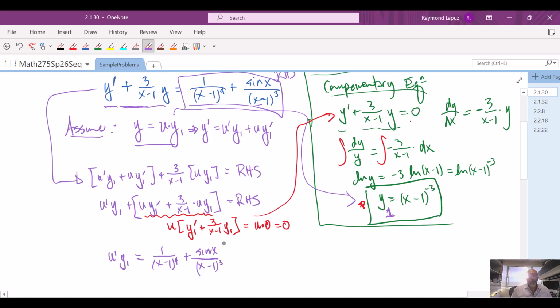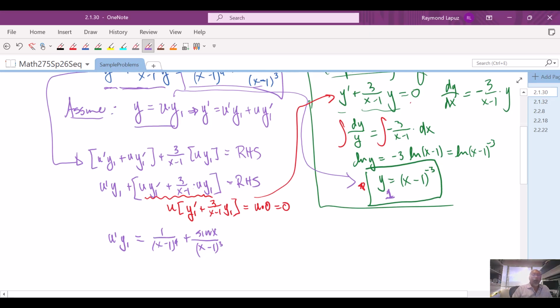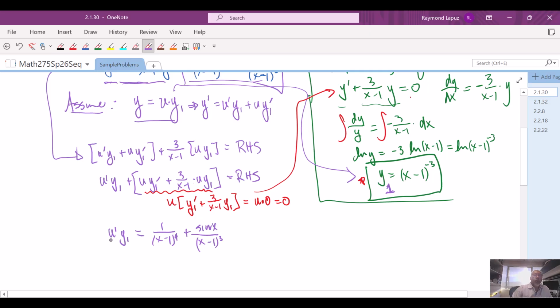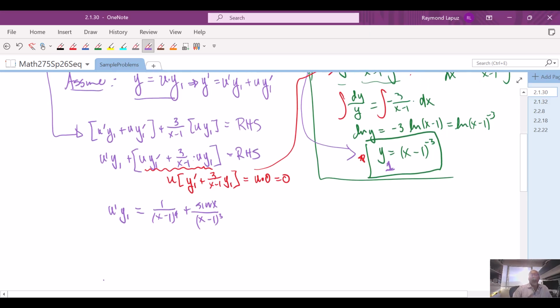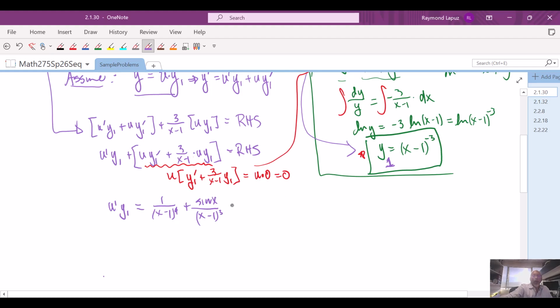Okay, now let's solve for, well, we want to find y. We have y1, but we don't have u. So we will solve for u. And at this point, we get to put in our y1 value or function. I get u prime times x minus 1 to the negative 3 power, and that's equal to 1 over x minus 1 to the 4th plus sine x over x minus 1 to the 3rd.